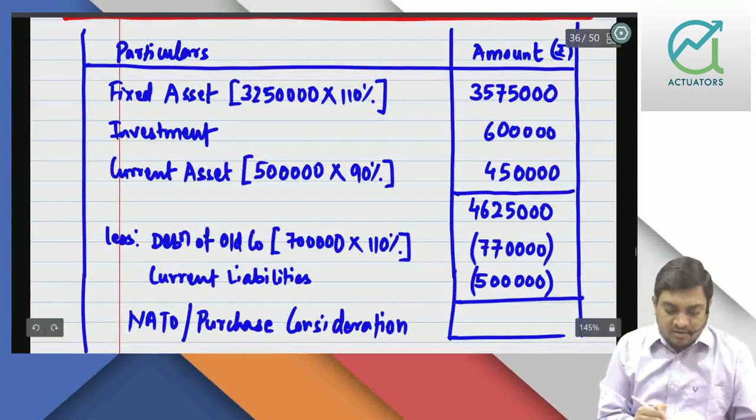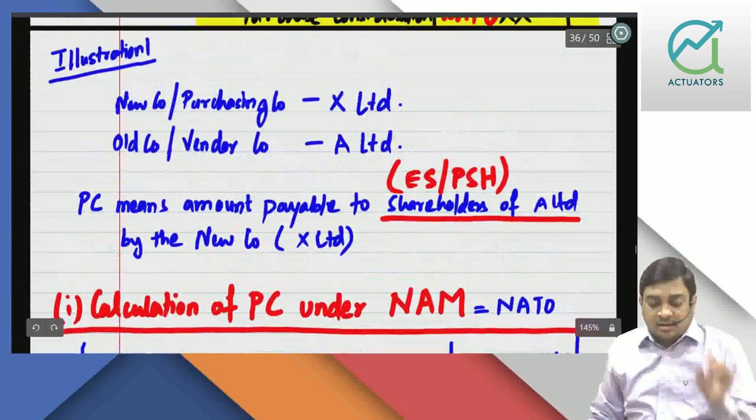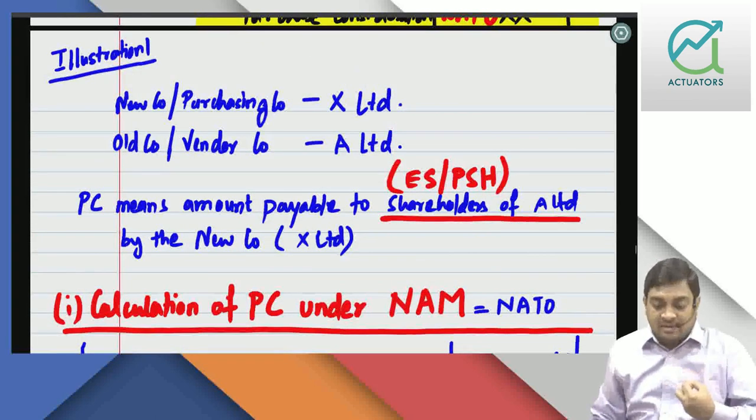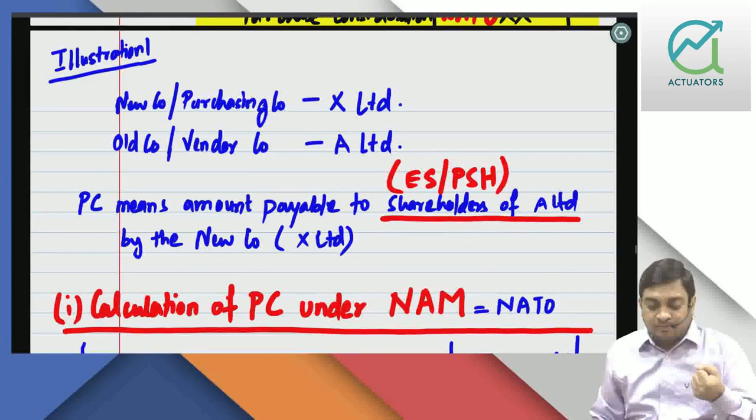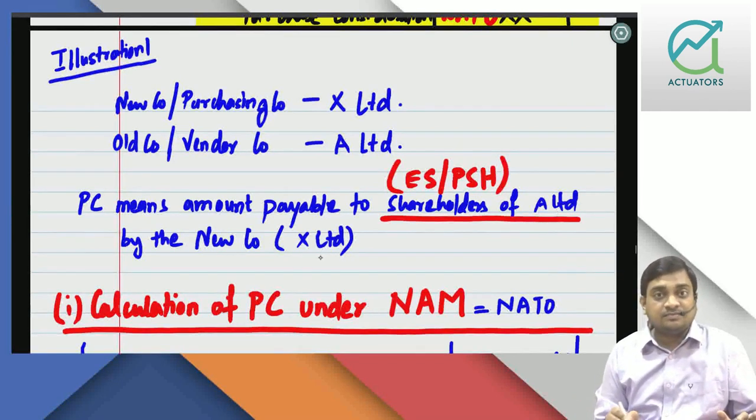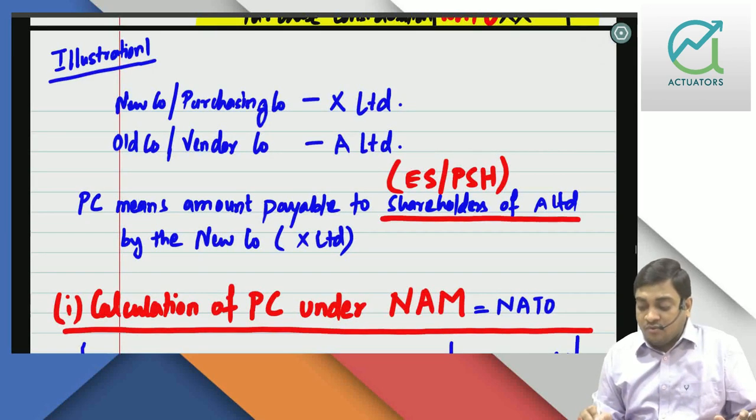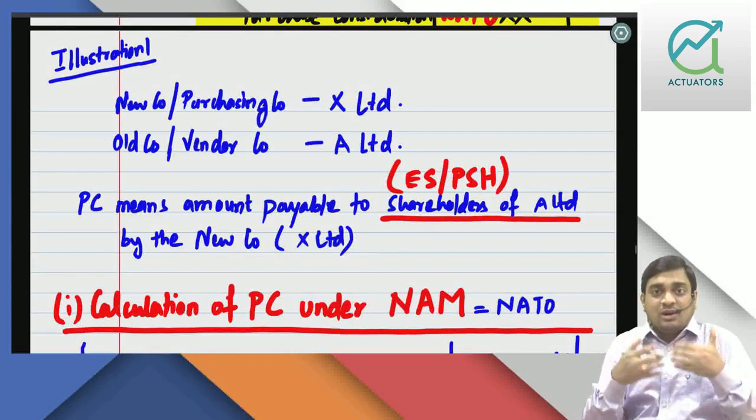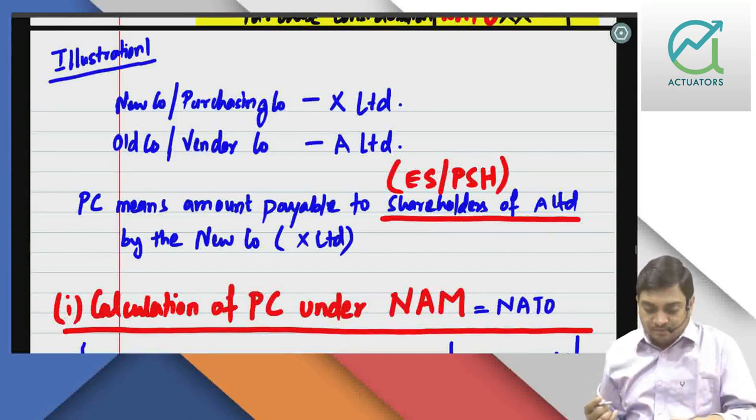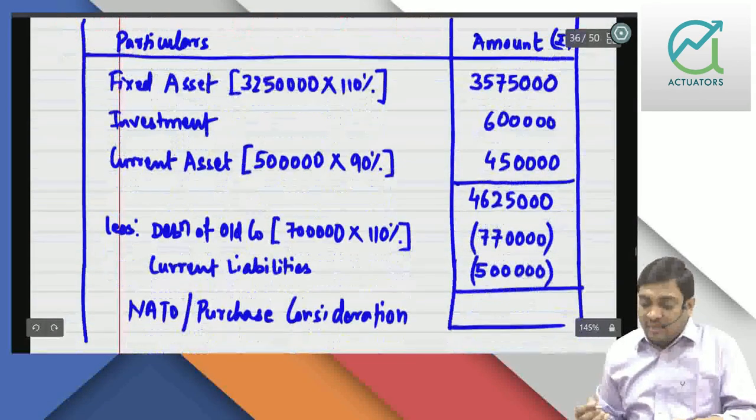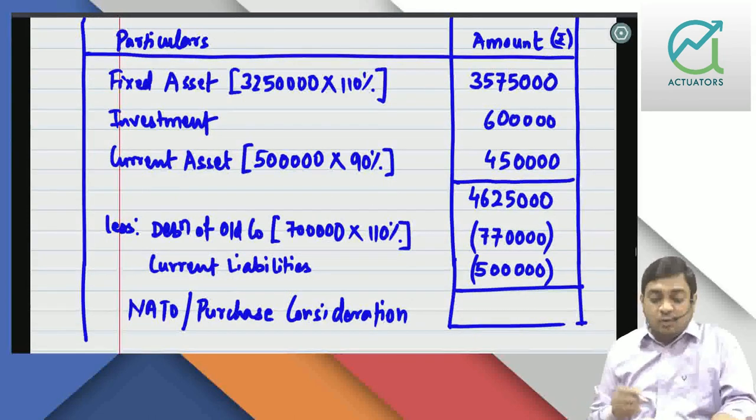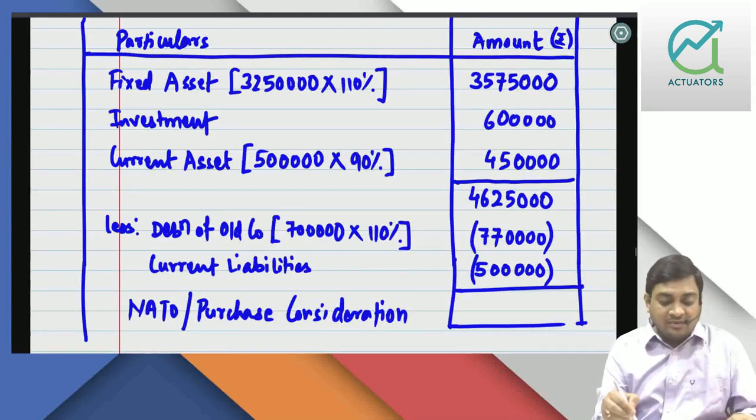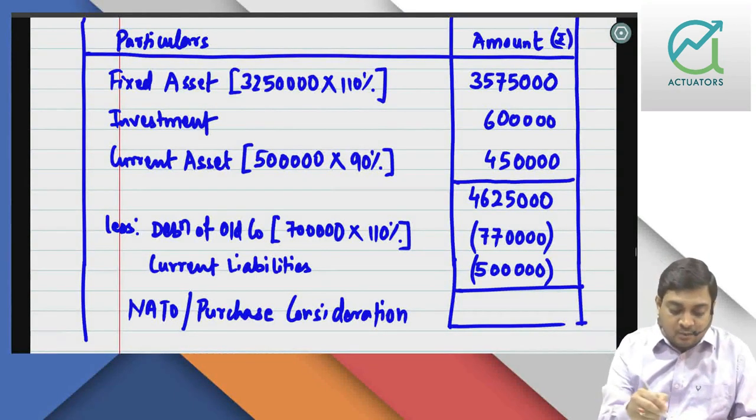Right, very simple. The new company is X Limited, because X Limited is absorbing A Limited. So purchase consideration means whatever the new company gives to the shareholders of the old company. But in the very first case, the payment details are not mentioned. So on the basis of whatever the new company is purchasing, PC will be disbursed. Right? So first of all, I have to calculate what I have purchased from you. I have purchased from you fixed asset. These are the old company's values. 32,50,000 is the old company's value. But at what price am I purchasing it?